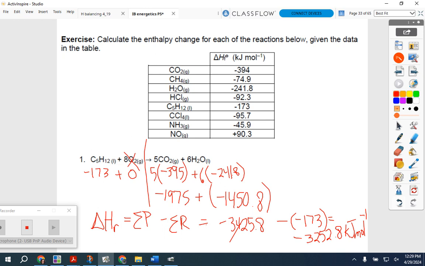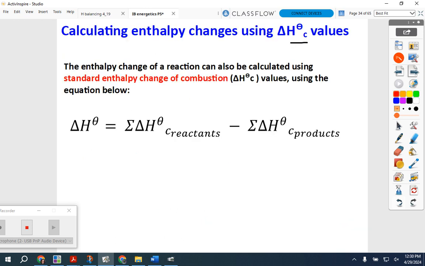And you can set up punching it into your calculator however you want. You could do the whole thing in one go. You can break it apart into pieces to make sure you're keeping track of which number is which, whatever works best for you. Okay. All right, so that's one way, enthalpies of formation.